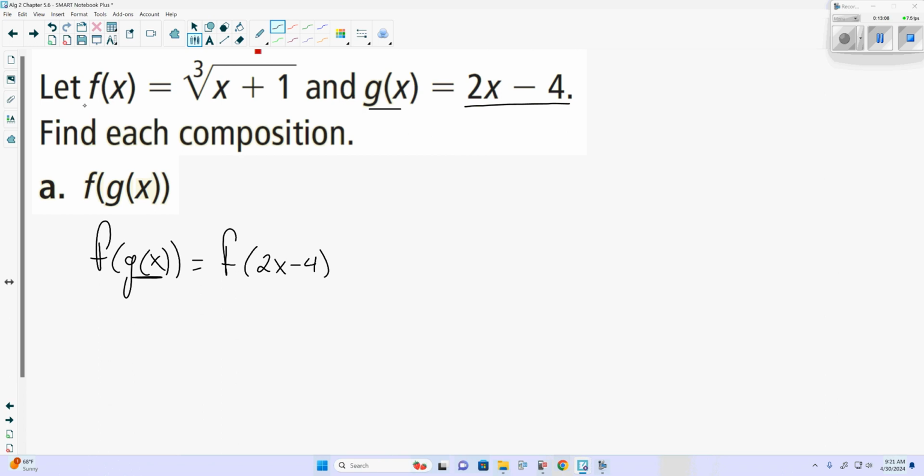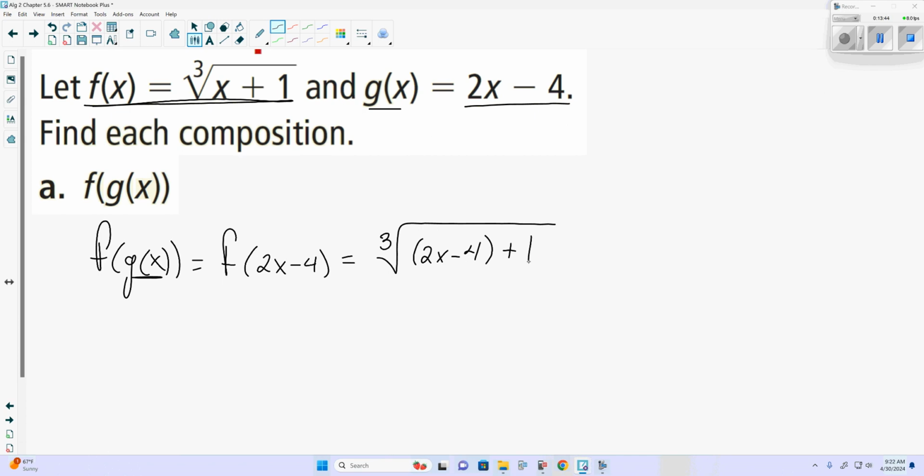Now again, we're going to evaluate this here. So we have f of 2x minus 4. Our original function f of x is the cubed root of x plus 1. Well, we don't have x anymore. We have 2x minus 4. So we'll take our cubed root, and we're going to replace the x with 2x minus 4. So instead of having x plus 1 inside, we have parentheses 2x minus 4, close parentheses, plus 1.